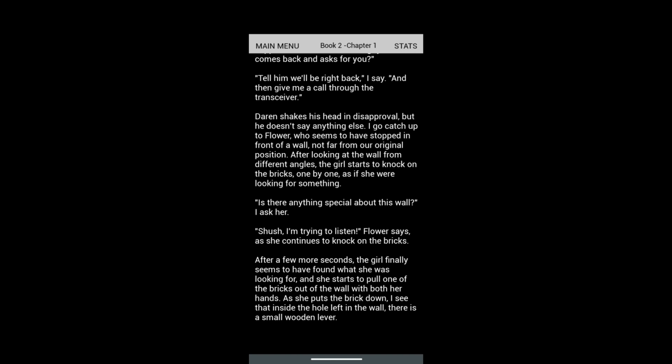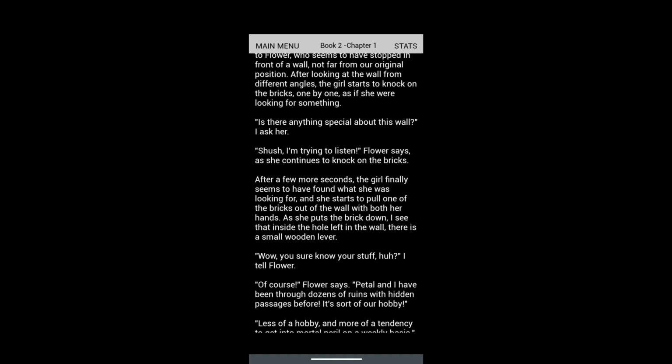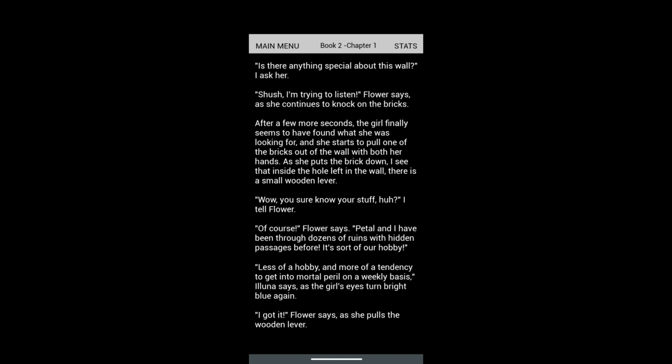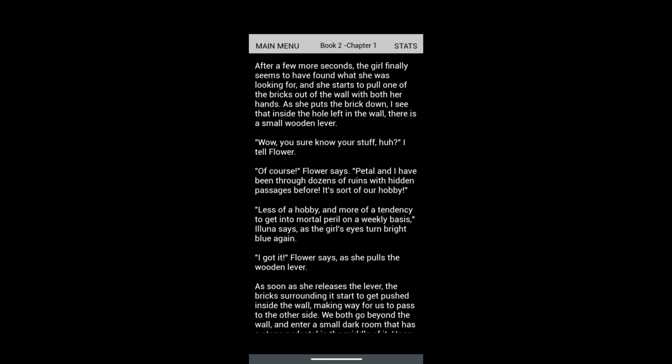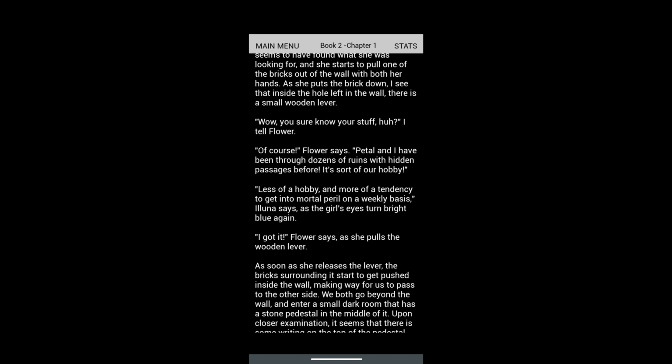Is there anything special about this wall? I ask her. Shush, I'm trying to listen, Flower says. She continues to knock on the bricks. In a few more seconds, the girl finally seems to have found what she was looking for, and she starts to pull one of the bricks out of the wall with both her hands. As she puts the brick down, I see that inside the hole left in the wall, there is a small wooden lever. Wow, you sure know your stuff, huh?